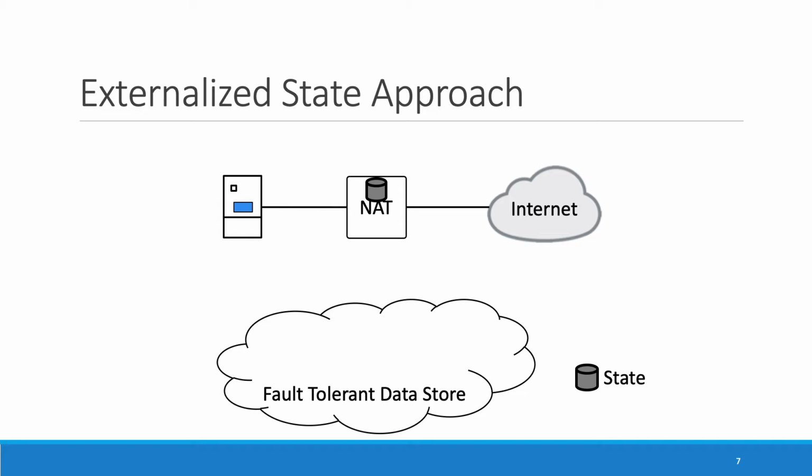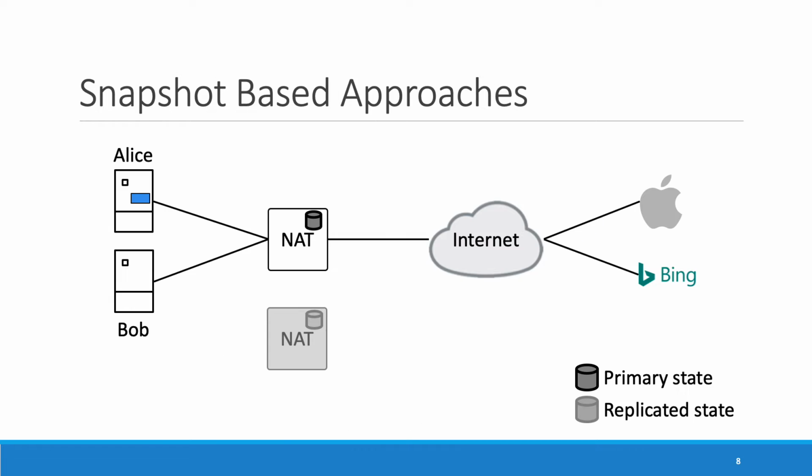Let's have a closer look. To build a fault-tolerant middlebox, for example, a NAT, using the externalized state approach, the NAT becomes stateless and its state is stored remotely in a fault-tolerant data store. When the NAT receives a packet, it might need to read the state remotely. It might also need to update the state, which requires sending a write request to the data store and waiting for the acknowledgement before releasing the packet. Accessing the state remotely significantly increases the packet latency.